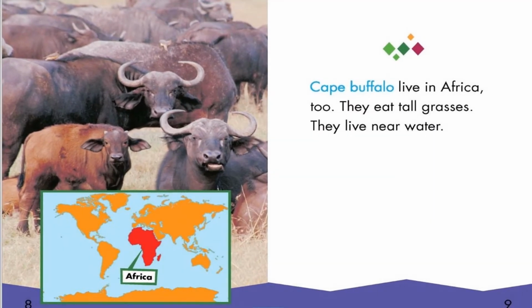Cape buffalo live in Africa too. They eat tall grasses. They live near water. In this photograph, we can see that there's a group of Cape buffaloes. We see the tall grasses. They're around the tall grasses because they eat tall grass. And we have another map over here, and it's pointing to Africa as well because Cape buffaloes also live in Africa.